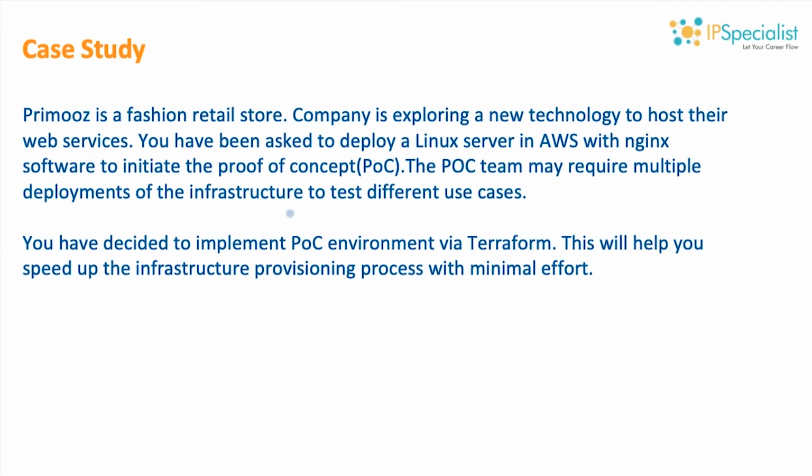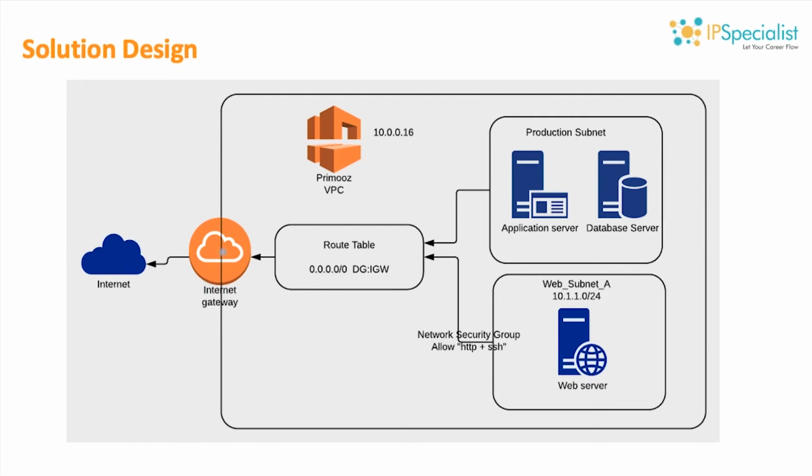So let's look at the diagram that we are trying to deploy. If you look at it, there is a VPC in here with 10.0.0.0/16, and we have 2 subnets in here, production subnet and web subnet A. I have just displayed the production subnet for the sake of showing that there are different subnets in here, but the subnet that we will be deploying in here will be web subnet A. Inside the web subnet A, there is a web server. On this web server, there is Nginx software, which is a web server providing web services. Then we have an internet gateway in here, which is connected to the internet.